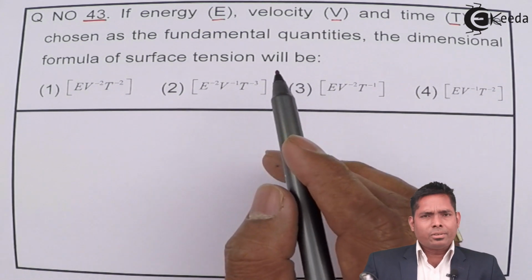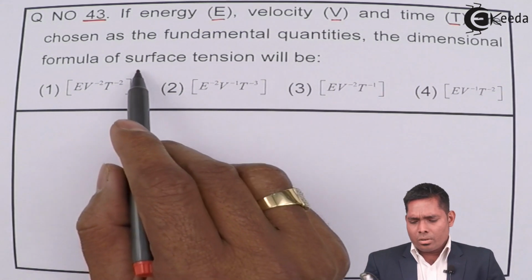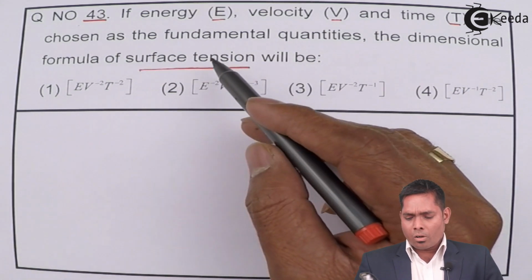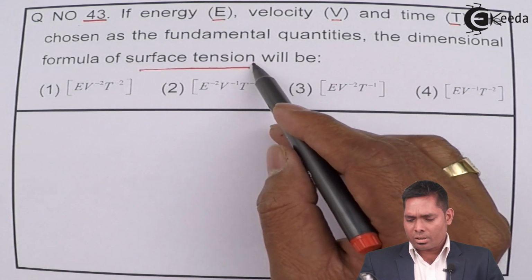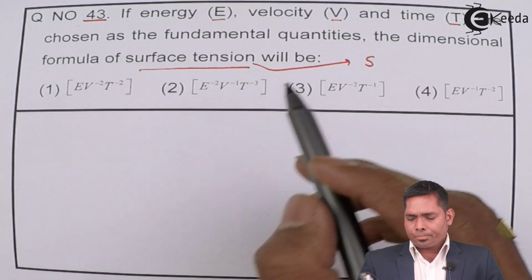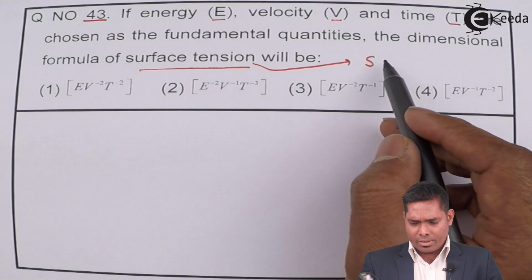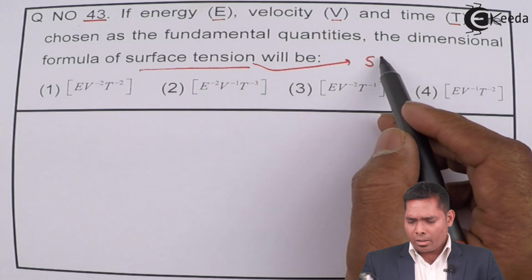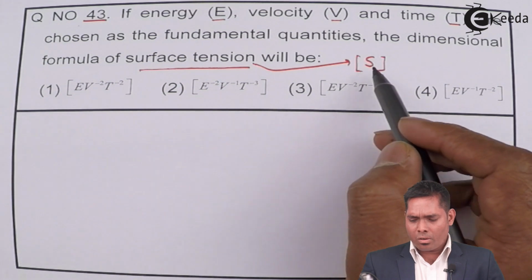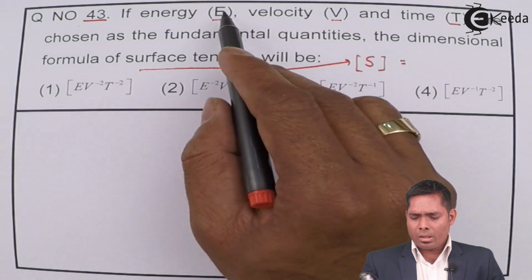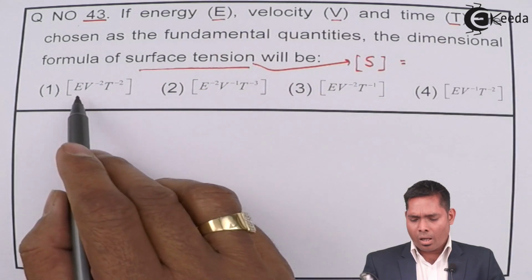So that means we have to write surface tension. Suppose the symbol I'm using for surface tension is S. Then I have to find the dimension of surface tension in terms of this E, V and T.